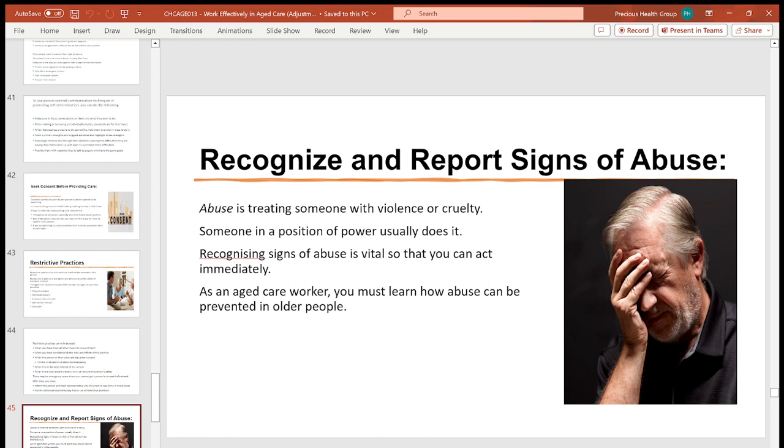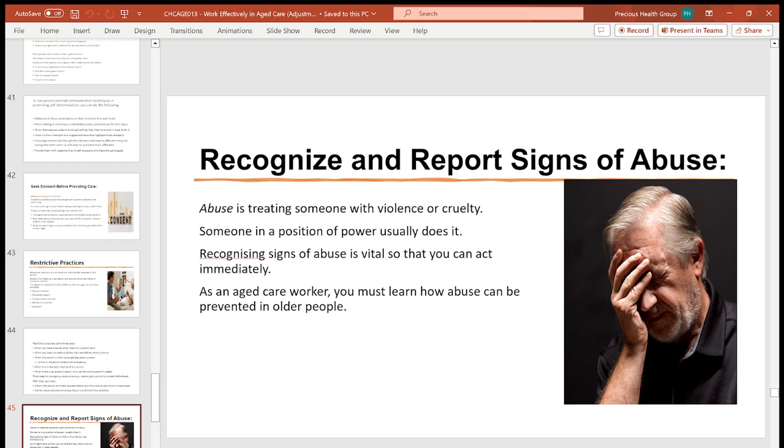Recognize and report signs of abuse. Most of the time, this restrictive practice can be abused because sometimes we say, "Oh, Mr. B is wandering or is too aggressive." Instead of us sitting down with them and trying to redirect them, we just inform the nurse, and the next thing is to give Mr. B some medication that will calm them down. And this, of course, is an abuse.